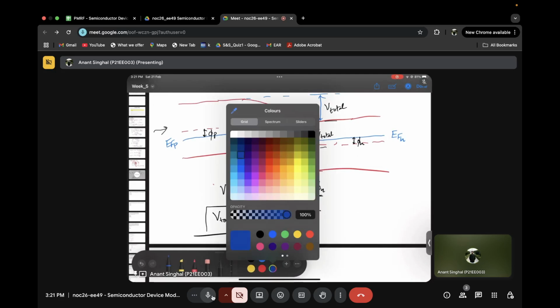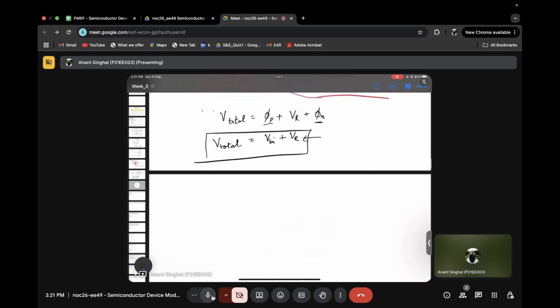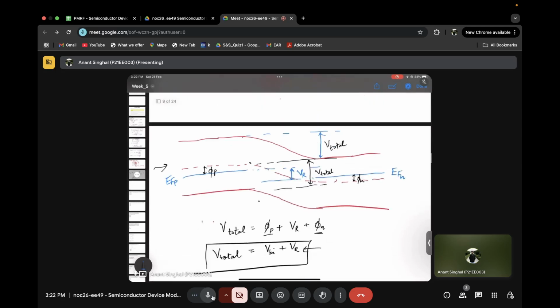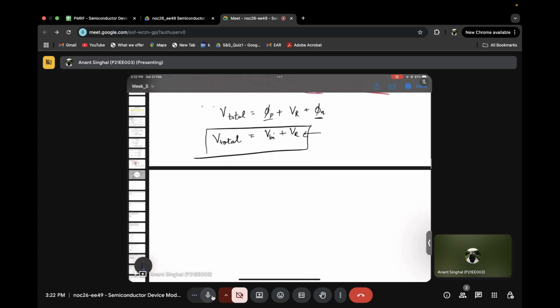Okay, so if this is clear, yes, exactly. So you see at equilibrium these two lines were aligning, but now we have a difference here. I just made a band diagram before when the Fermi levels were aligned, so I don't want to ruin this.